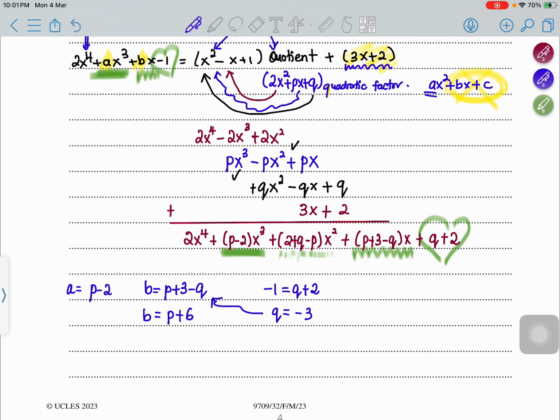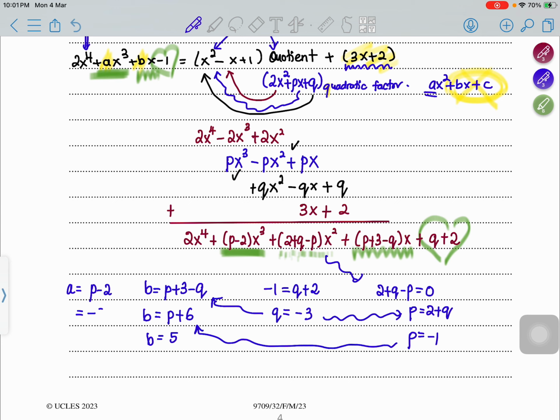I don't know what my p value is, so I cannot continue. I need to use this one now. 2 + q - p is equal to 0. So you can use your q here. p is -1. Then you substitute. You will get b value as 5. I take this and I put it here. And I also put it here. My a value is -3.